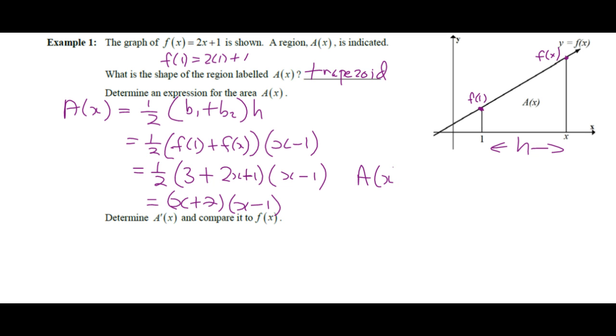So A of x, this area, is x squared plus x minus 2. Okay, that's A of x: x squared plus x minus 2. What happens if we do A prime of x? So there's A of x. What's A prime of x?